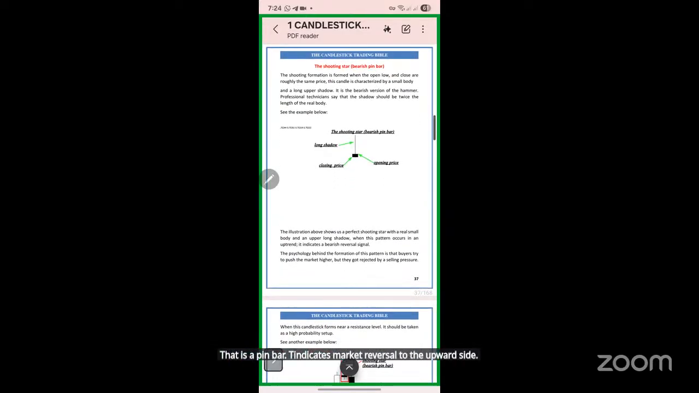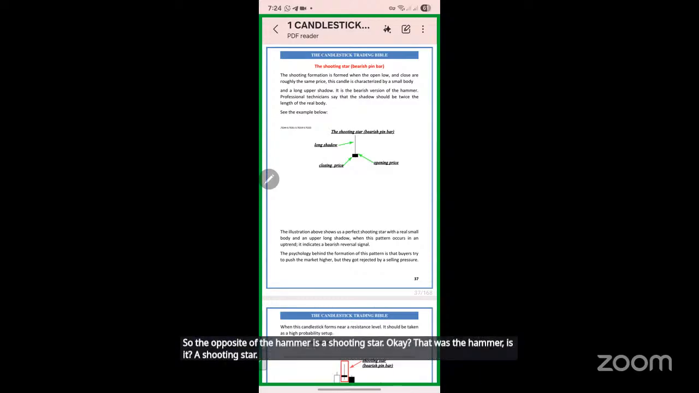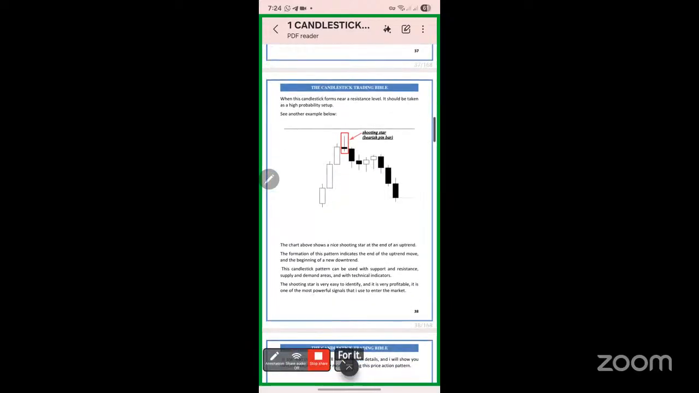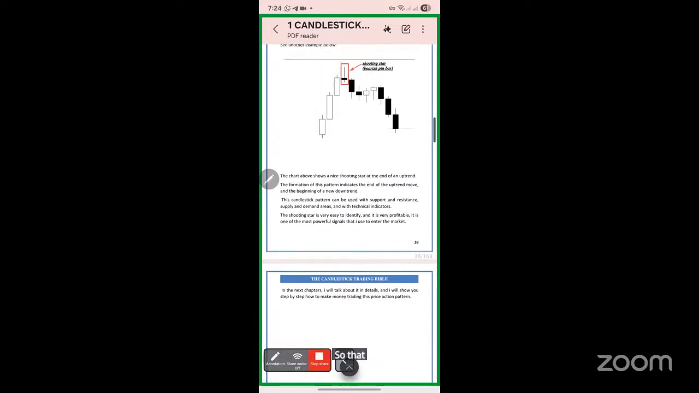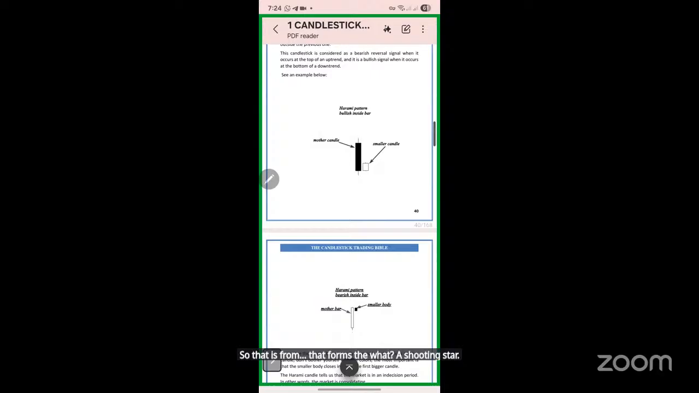We have a shooting star. It is the opposite of the bullish pin bar. The hammer is the bullish pin bar, so this one, a bearish pin bar, is a shooting star. The opposite of the hammer is a shooting star. For it, the market forms like this. The market trend is upwards, it prints a shooting star, then the market reverses the direction. So that forms a shooting star.